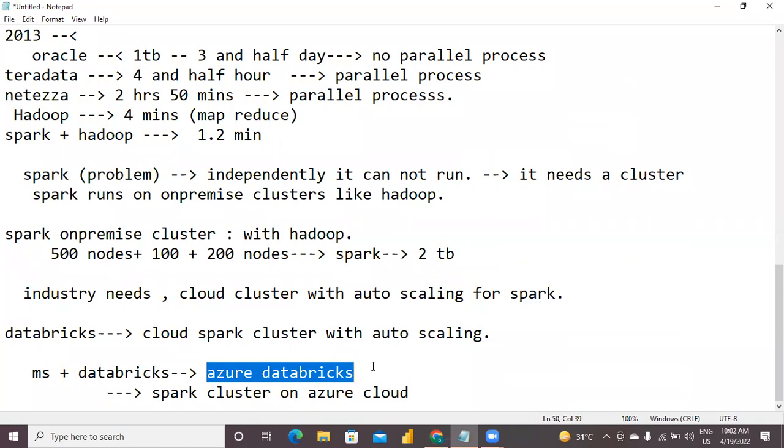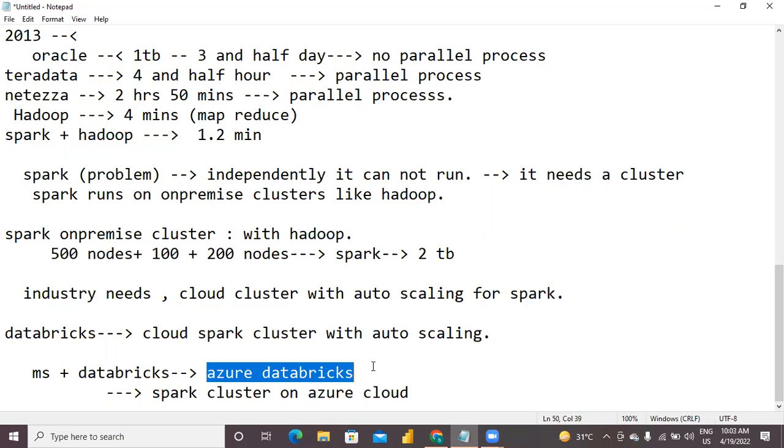If it is normal Databricks, you need to do a lot of other settings. You need to call different types of APIs. But if it is Azure Databricks, it is as simple as reading data from a normal file. It can read data from my data lake, same thing from my Cosmos DB, from my SQL, or from my Synapse, whatever it may be.